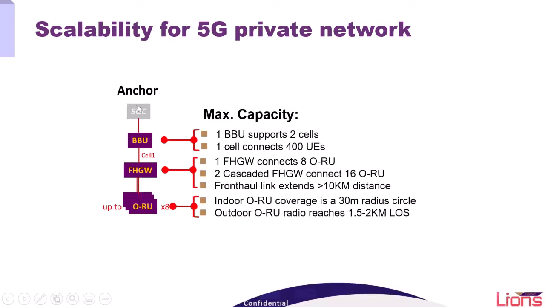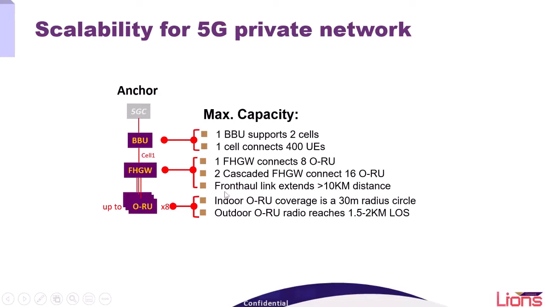Before proceeding to the next scenario, we elaborate the capacities of RAnathon products, helping customers to quantify the deployment scale. It is mentioned in the previous page that 1 BBU can support 2 cells and 1 cell can support 400 connected UEs. Secondly, 1 Fronthaul Gateway can connect up to 8 ORU, and a Fronthaul Gateway can only cascade to another Fronthaul Gateway. Thus, 2 cascaded Fronthaul Gateways can connect up to 16 ORU to a cell.